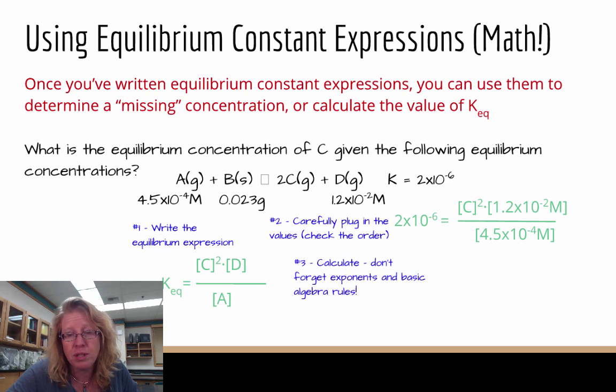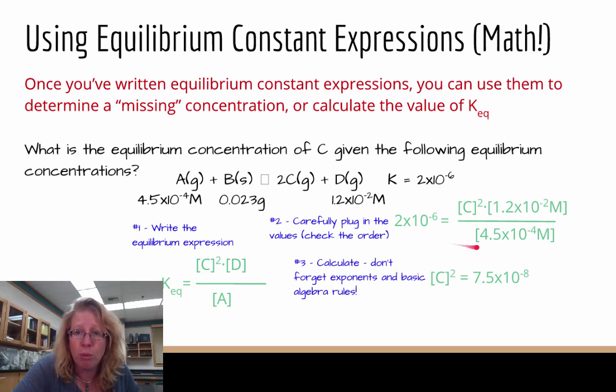So here's our next algebra step. Don't forget your exponents and things like that. We get this. I multiplied both sides by 4.5 times 10 to the minus 4 to move this 4.5 over here. And then I had to divide by 1.2 to get rid of that one, to move it over.